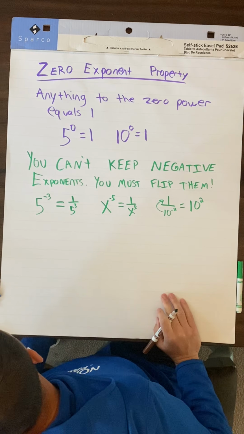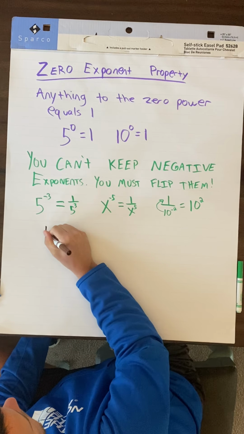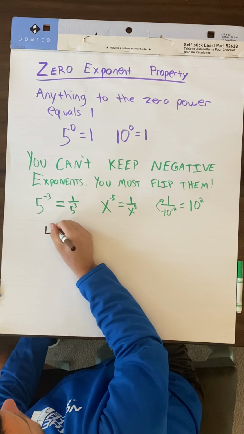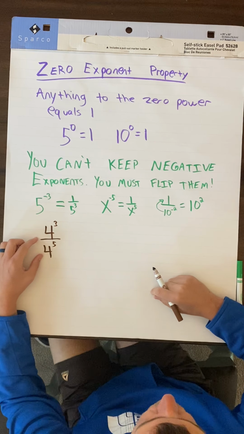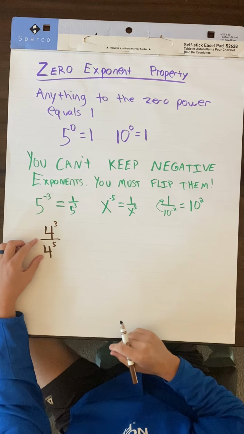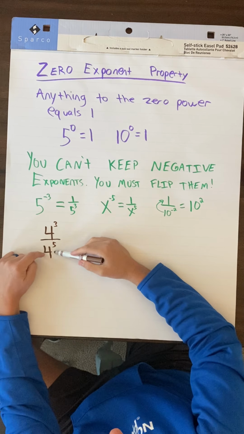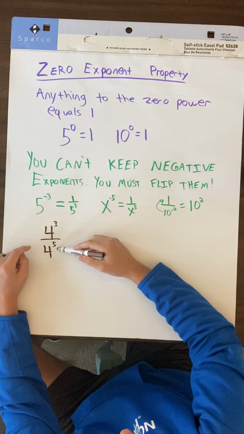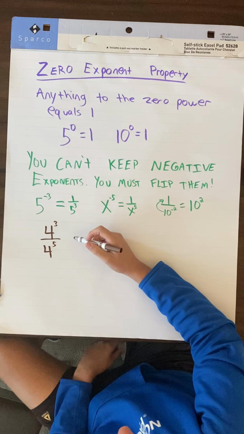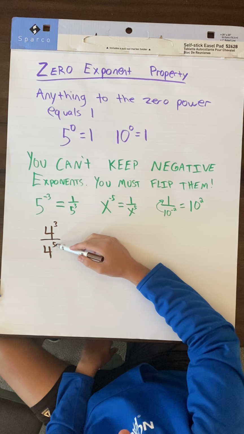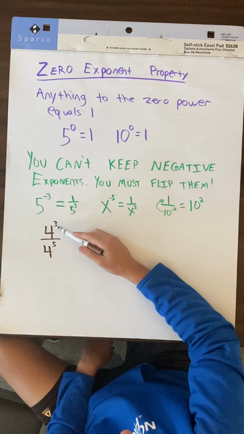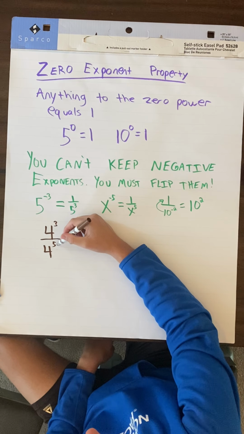An example. 4 to the third power over 4 to the fifth power. All right, this is what we were doing last week. This is from 1.6. They have the same base in a division problem. So what are we going to do with the exponents? We're going to subtract them. So we do 3 minus 5. Notice it's not 5 minus 3. We take the top one minus the bottom one.